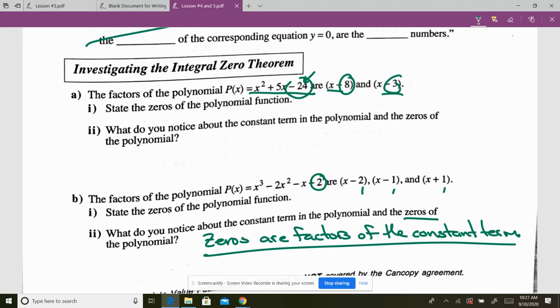That's a little trickier when it's a cubic, but we can still look at all the factors of the term there. Okay, and that's what we're going to do on the next page. So flip the page, please.